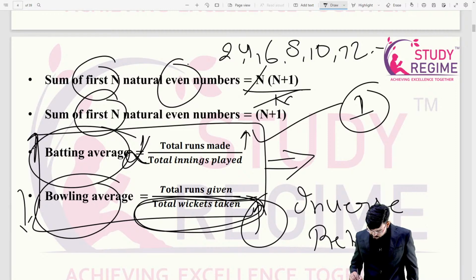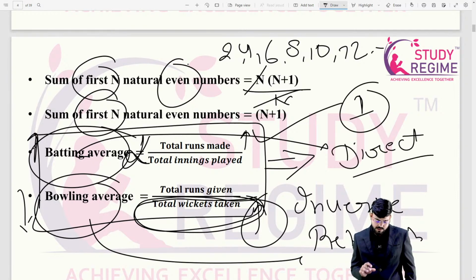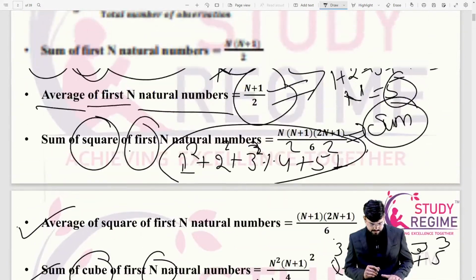Inverse relation for bowling, and for batting there is a direct relationship. Increase in the number of runs makes a better batsman, and increase in total number of wickets will make a better bowler. So this is all for the theory part. I will revise it for you.